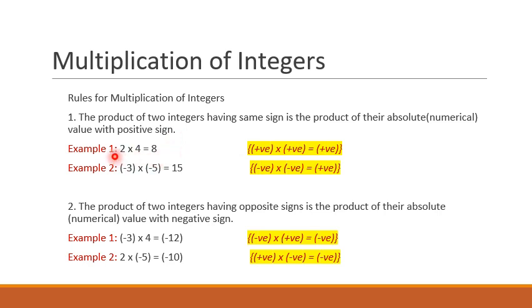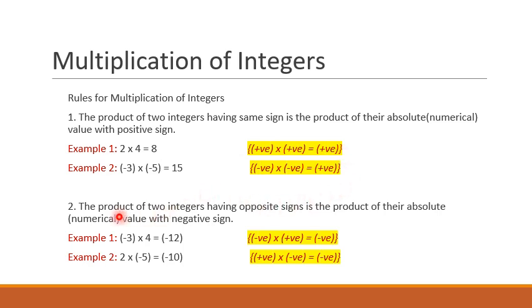So see the first example, multiply 2 by 4. So here 2 and 4 both are positive integers. So they are having same sign. We multiply them. 2 4s are 8 and the answer is positive. So if both the numbers are positive, the answer is positive. A positive integer multiplied by a positive integer gives me a positive integer.